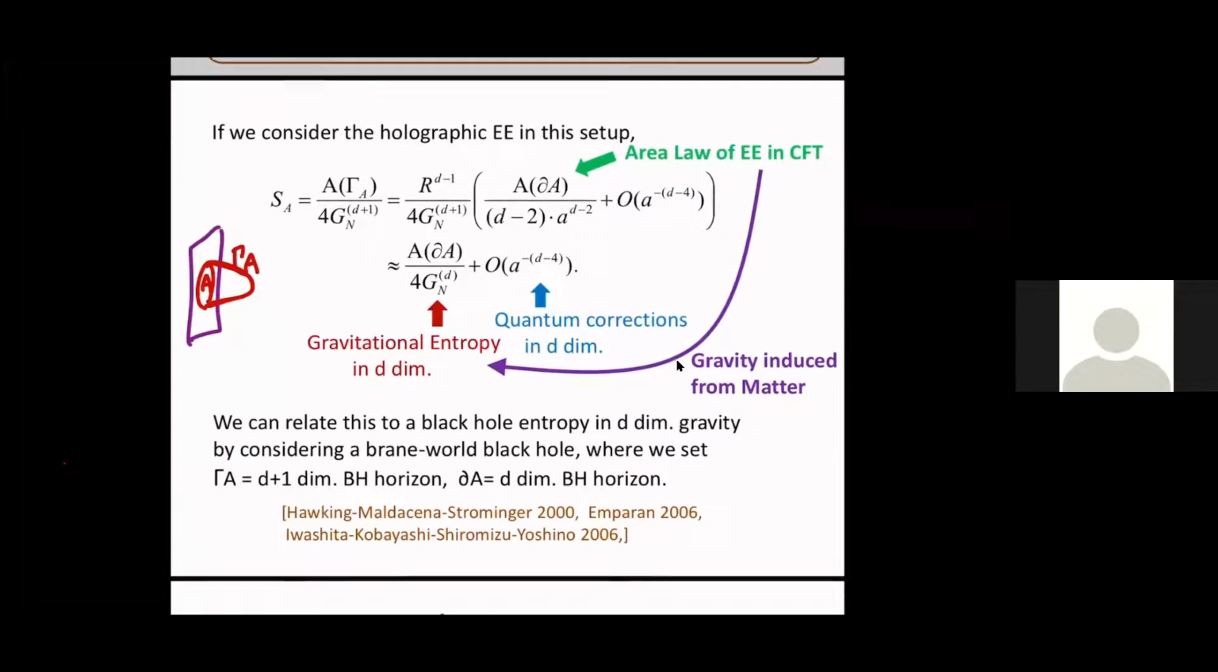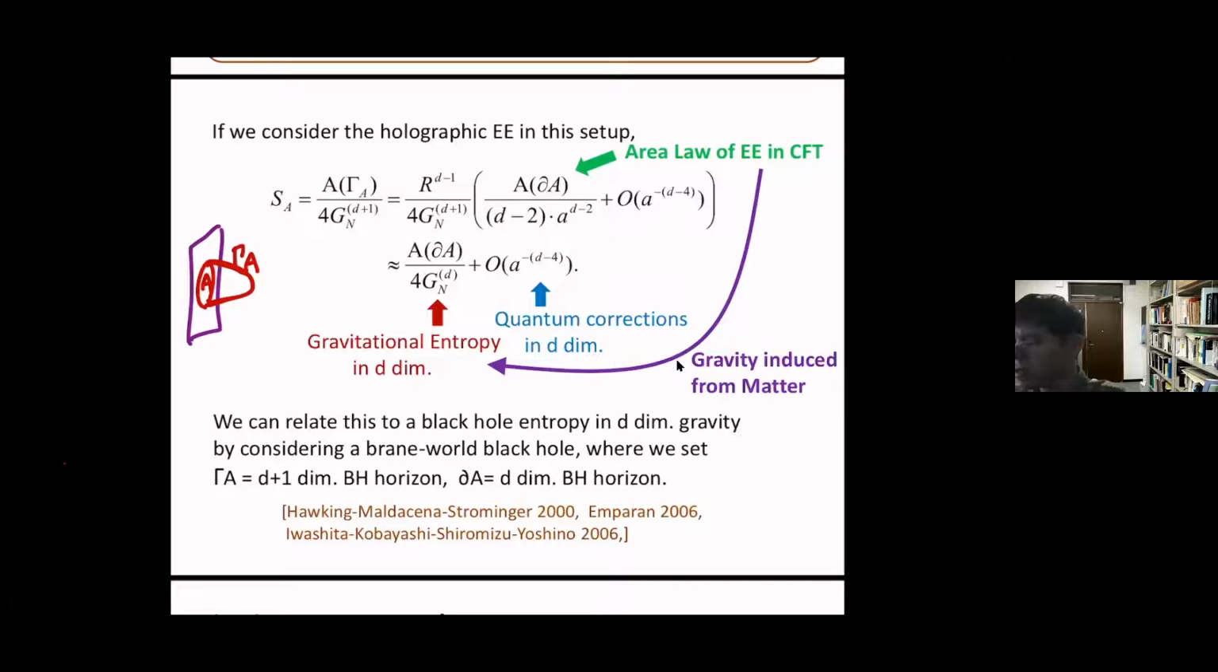Okay. And we can also generalize this to the case where this is a real black hole on the brane. You have a higher dimensional black hole, but also a lower dimensional black hole. This was done by these people, and in that case you can understand black hole entropy in d-dimensional gravity by using the brane-world black hole. In that case, the quantum black hole entropy is related to the classical entropy in the one higher dimensional AdS space.